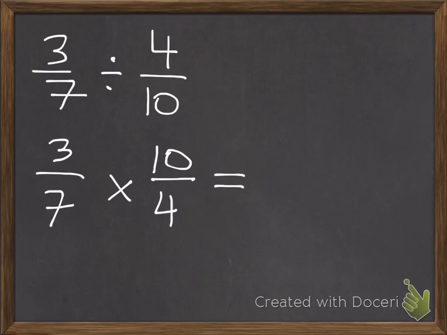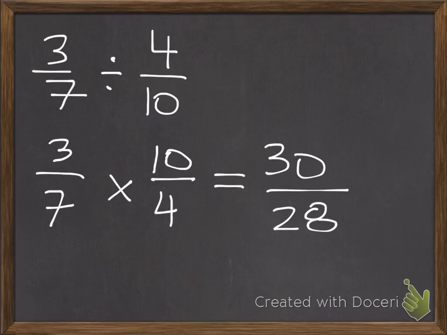We can't cross simplify, so we're just going to multiply the numerators and then multiply the denominators. And we can simplify that by dividing by 2, and that will give us our answer.